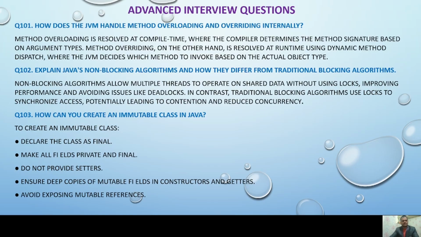In this first question, how does the JVM handle method overloading and overriding internally? Method overloading is resolved at compile time, where the compiler determines the method signature based on argument types. Method overriding, on the other hand, is resolved at runtime using dynamic method dispatch, where the JVM decides which method to invoke based on the actual object type.